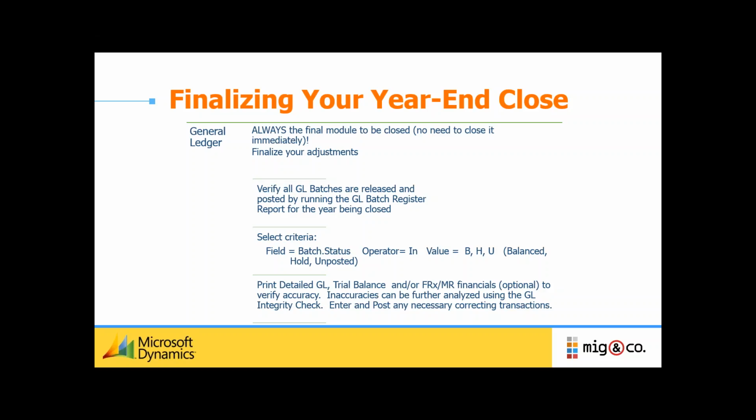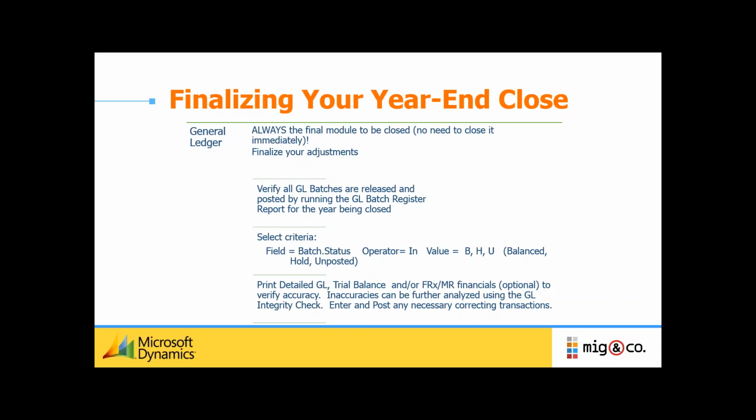A good way to do that is when you go into the GL batch register, you want to make sure that you look at that particular field. There's a tab called select. In the select criteria, the first one would be batch.status. The operator would be an in list, and the values would be B, comma, H, comma, and U for balanced, hold, and unposted. So if you use that criteria that we see in this particular screen, you can use this in general ledger, you can use this in accounts receivable, accounts payable. A lot of the modules will allow you to look at the batch status report and make sure that everything that hasn't been posted you're aware of.